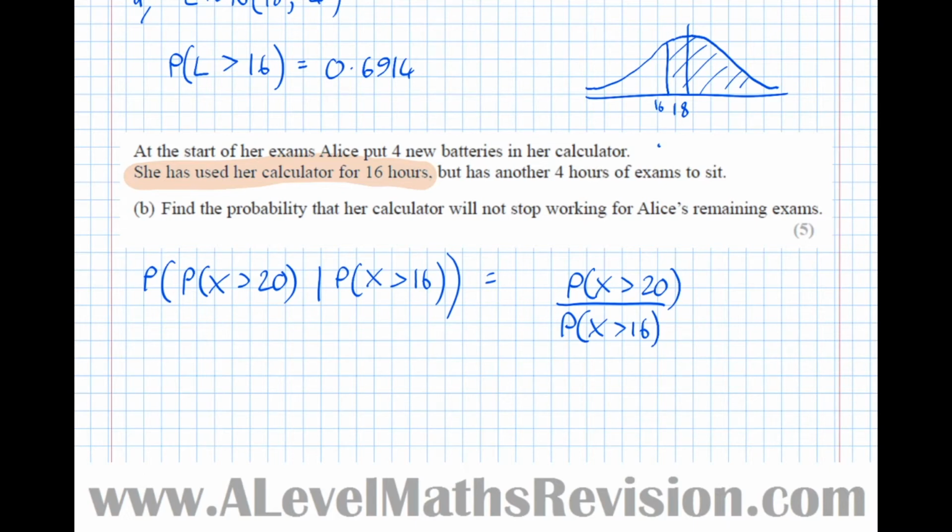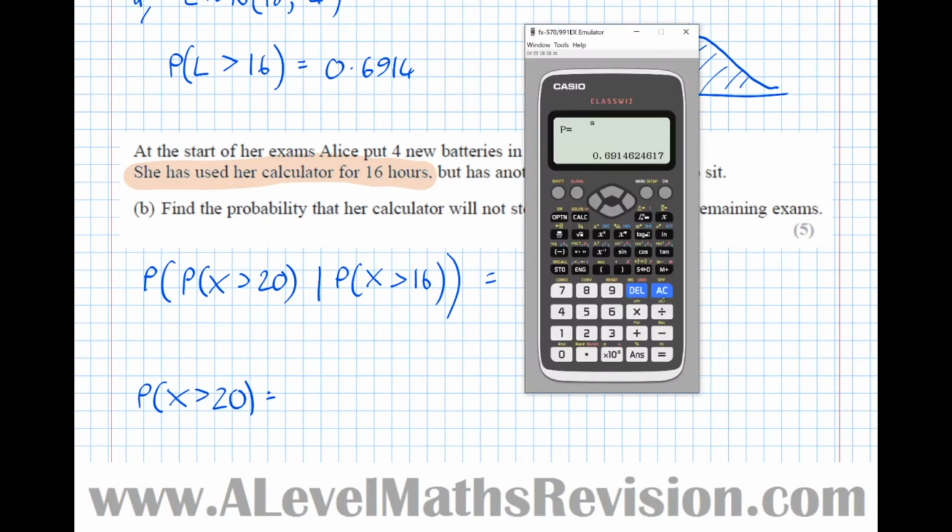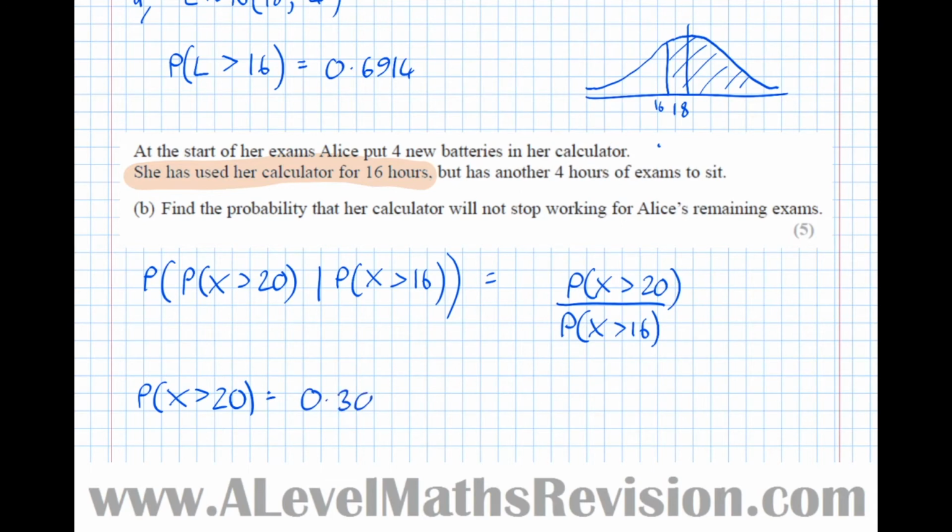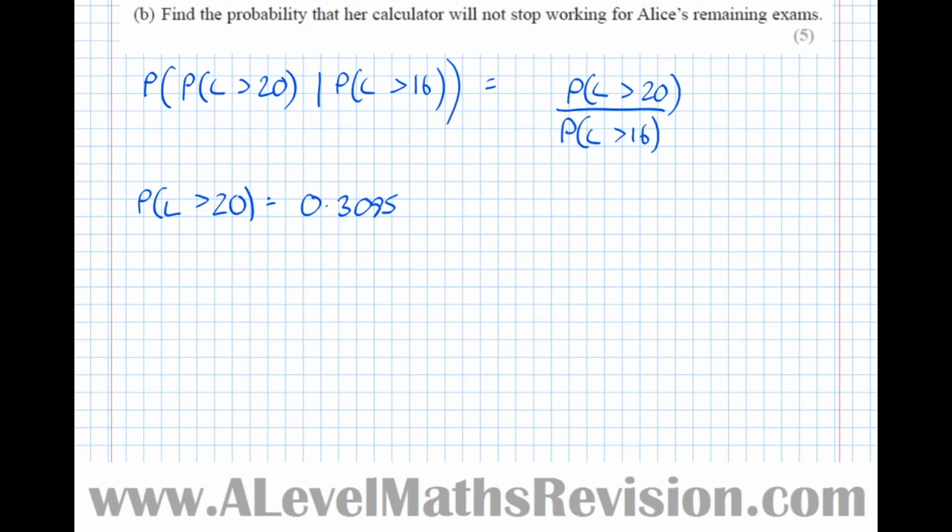If you want to have a look at my conditional probability video to see how these given that probabilities work, you should maybe have a look at that. So have a look on the YouTube channel, search for conditional probability, and that'll explain in more depth. So the probability that X is greater than 20 equals, let's put it in here, so lower bound 20, upper bound 9999, so 0.3085.